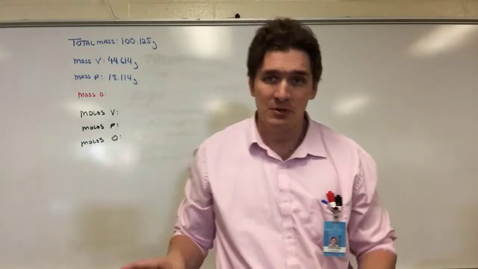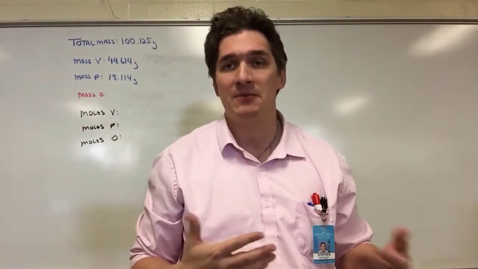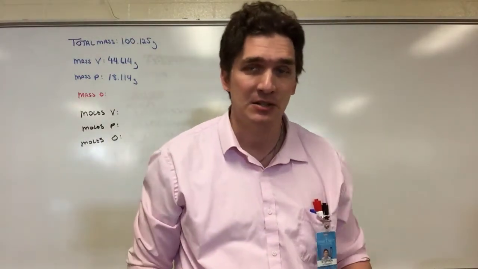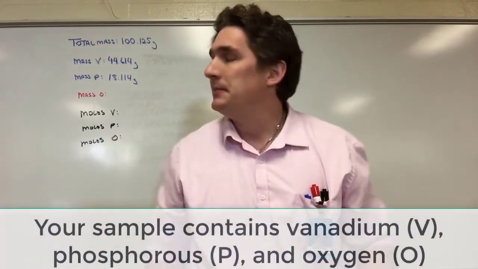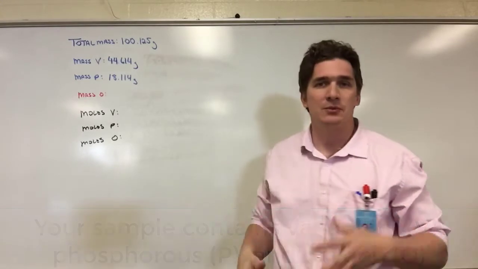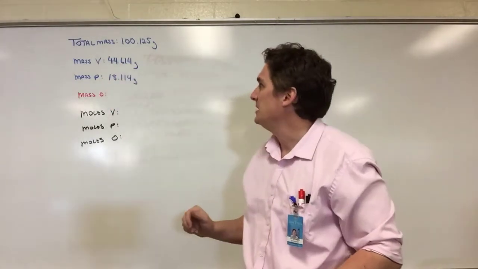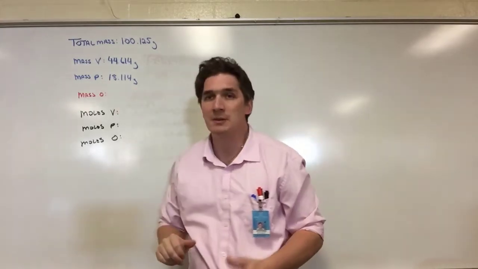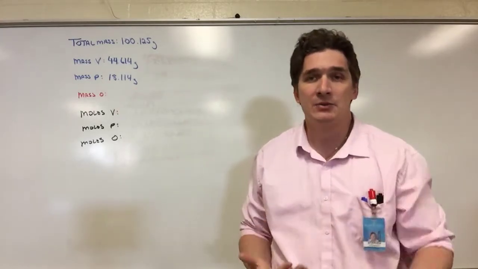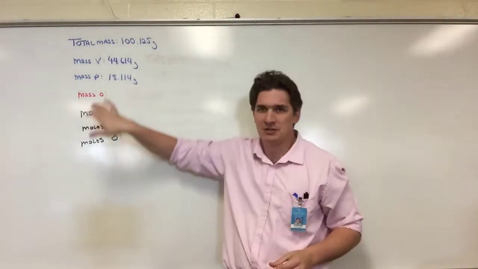But let's say you go to the lab and you analyze a sample, and you find this sample contains vanadium, phosphorus, and oxygen. There's a lot of different techniques that can get you this information. But you say, okay, I've got a sample that was 100.125 grams, and through various analytical techniques, I found that it's 44.614 grams of vanadium in there and 18.114 grams of phosphorus in there. What's the actual empirical formula?